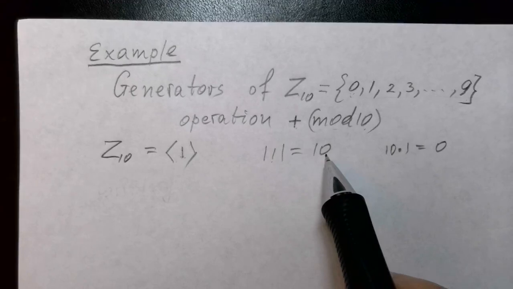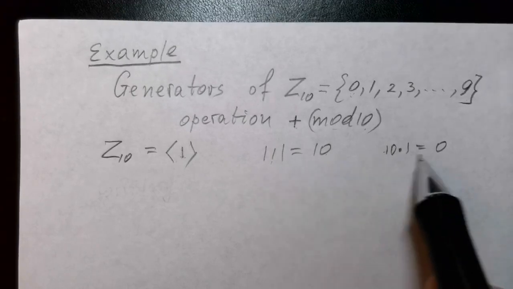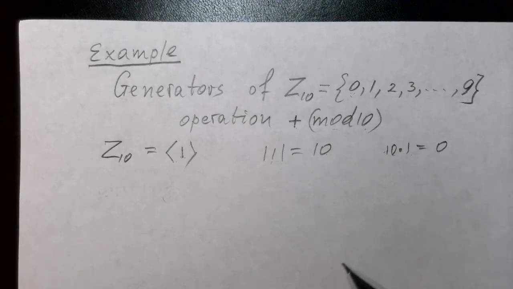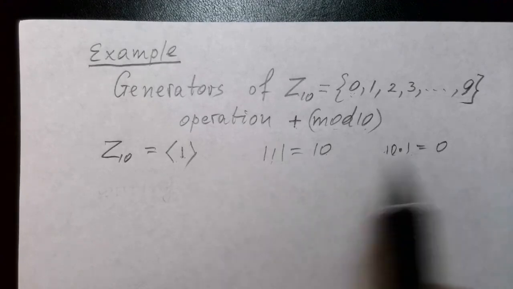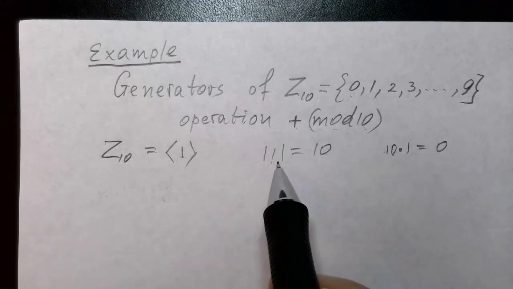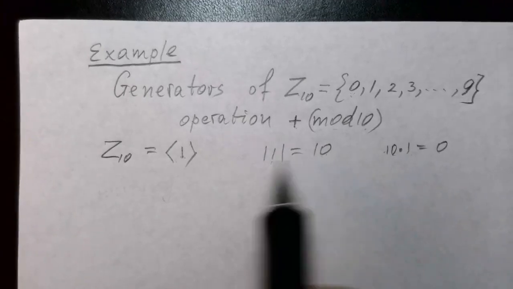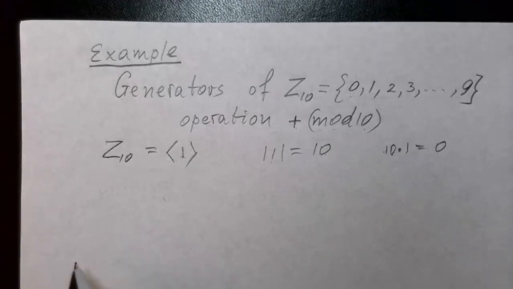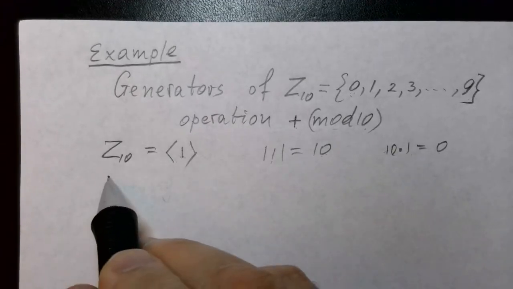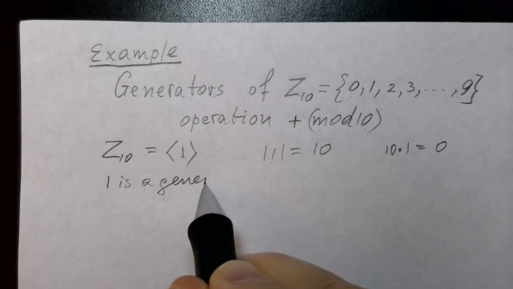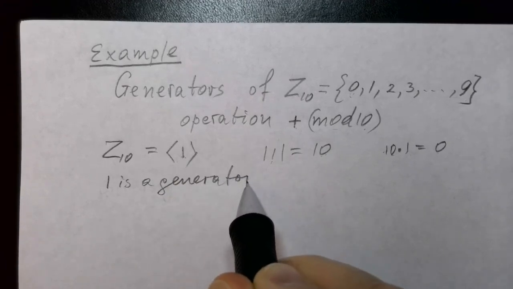And the order of 1 is 10, because 10 times 1 is 0. This is 10 mod 10, it is 0. So in Z10, 10 times 1 is 0, and this is the first time we get 0. So the order of 1 is 10, and 1 is a generator of Z10.